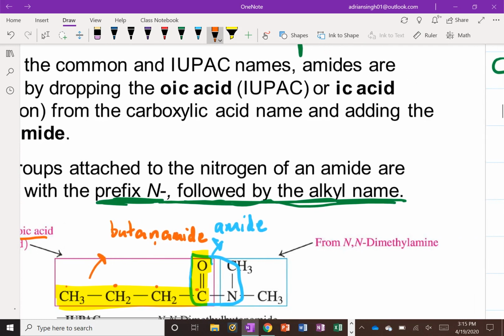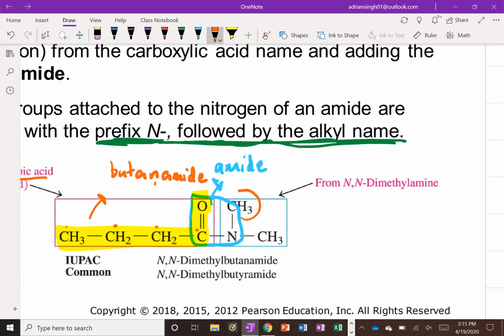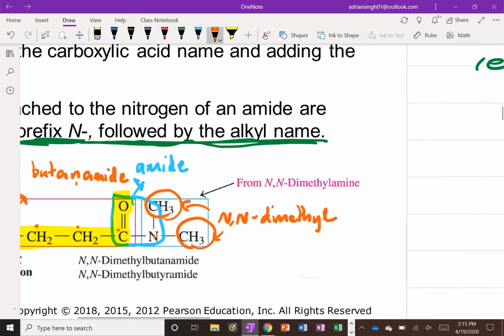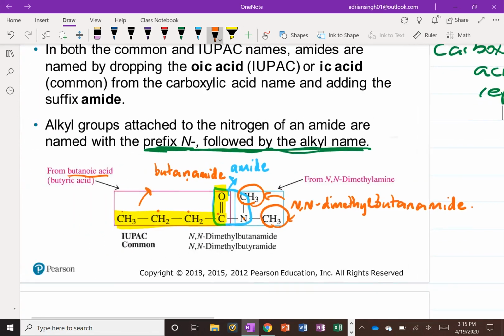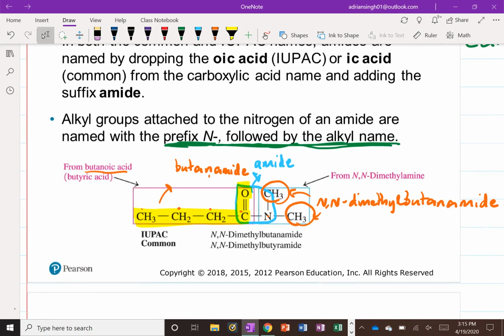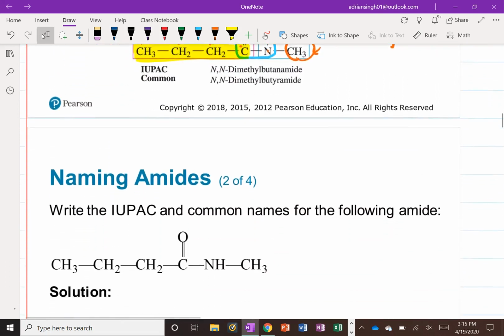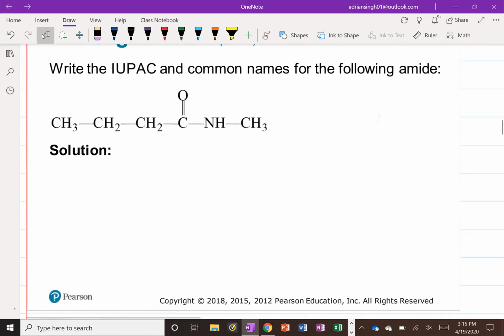And then on the other side of the molecule now, we have two methyl groups attached to that nitrogen. So then that would be N,N-dimethyl. That takes care of those. And then we insert that in front of the ending, butanamide. All right, so again, we use a systematic way to address the nomenclature of the amide.